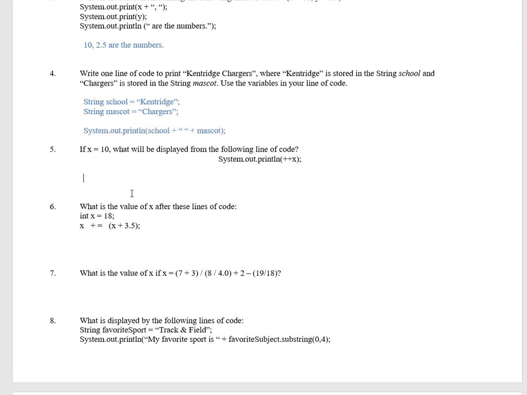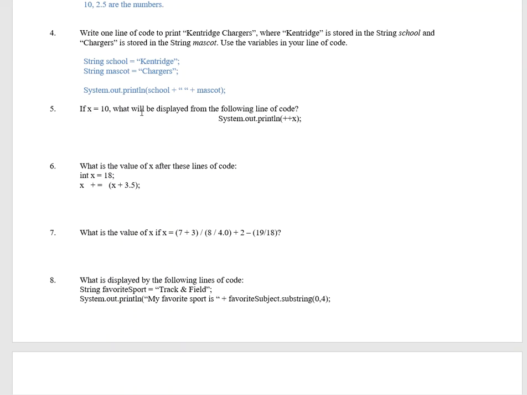Okay, number 5 says if x is equal to 10, what will be displayed from the following line of code? Remember, we have this plus plus here. So yes, system.out.println x would print 10, but that plus plus means add 1, not 2, add 1. And because adding 1 is so common, where you count 1, 2, 3, 4, 5, 6, it has its own special operator, and the plus plus operator does just that. Now it says print plus plus x. That means add 1 to x and then print it.